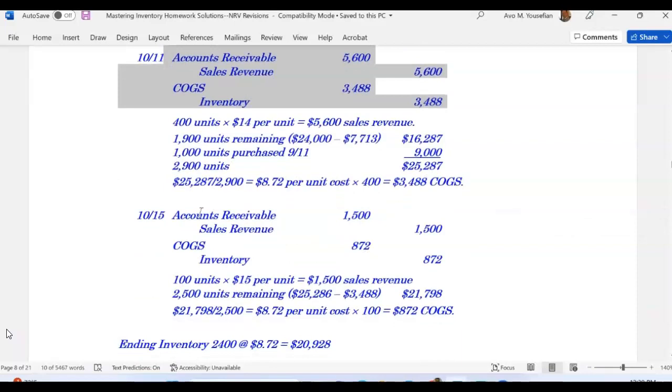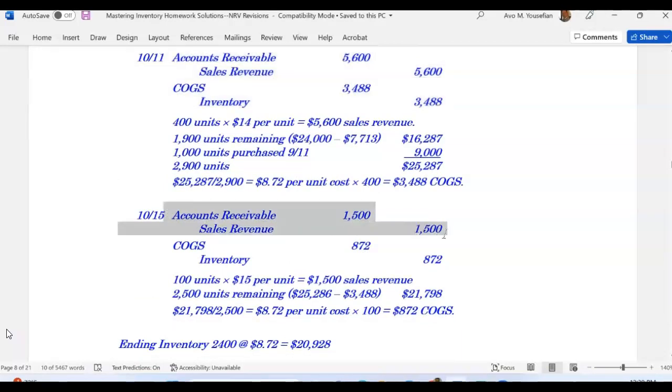And here is the last journal entry for sales. Again, you debit accounts receivable, credit revenue, and you get that. And then the second journal entry, because it's perpetual, cost of goods sold needs to be increased, and inventory goes down. That's a credit. Inventory credit, cost of goods sold debit.